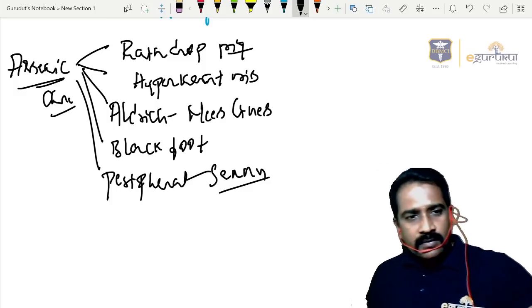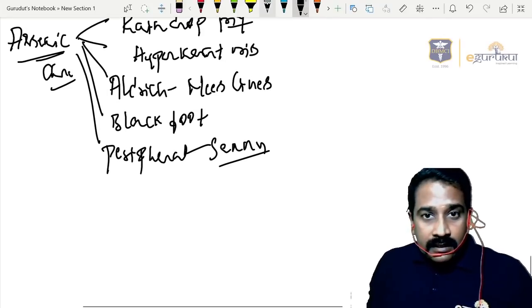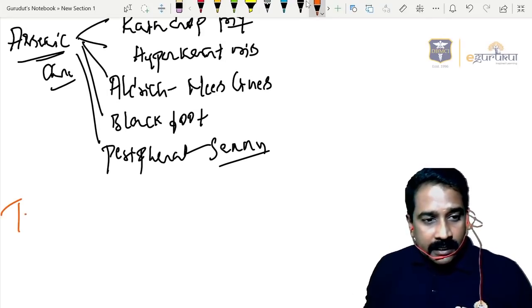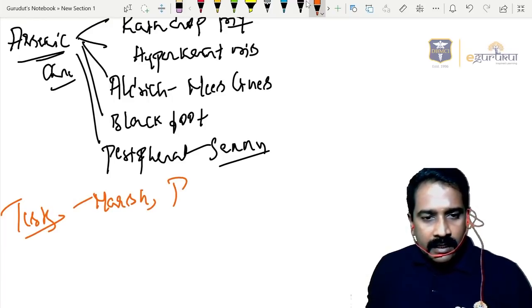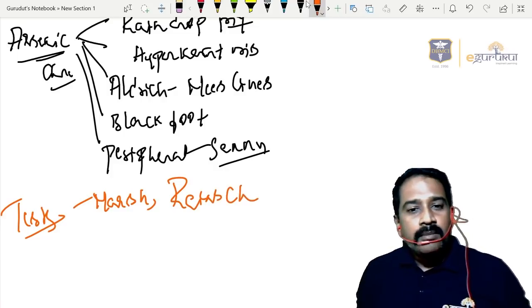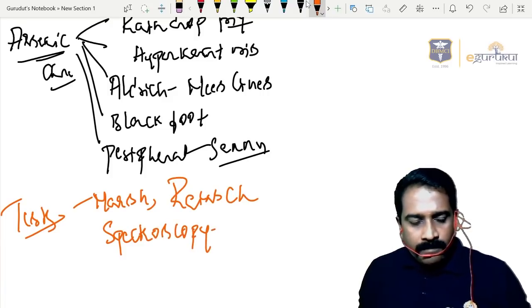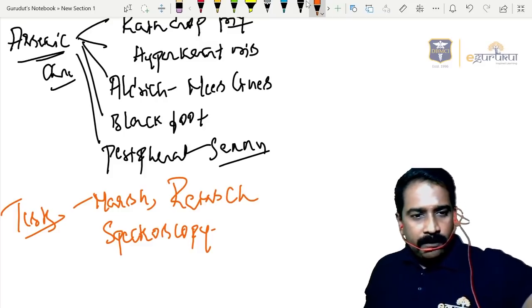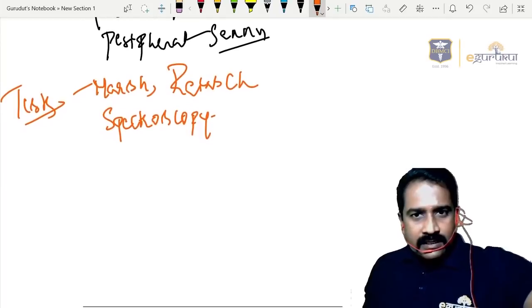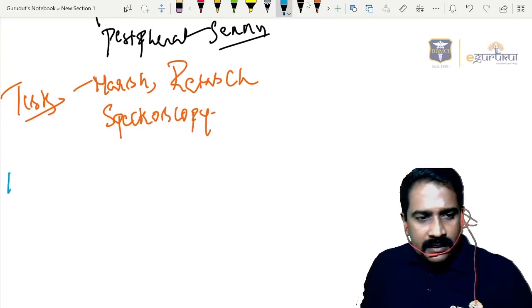Fine. Next, the tests for arsenic. Again, a repeated question for us. Tests for arsenic: Marsh test, Reinsch test. But the best is said to be spectroscopy.